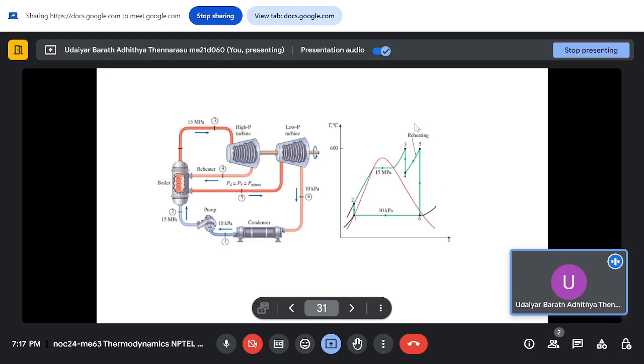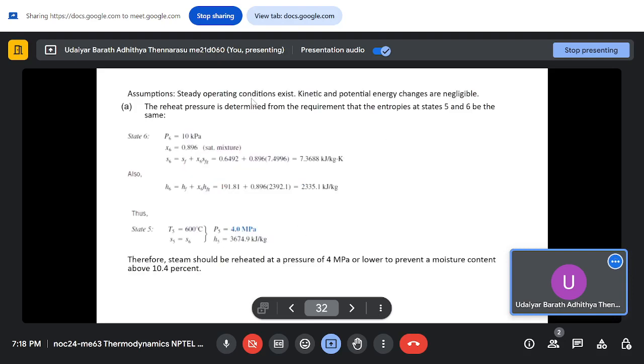using a reheating. So this is how a reheating looks. With 3 to 4 you expand in a high pressure turbine, and from there you heat it again and send it back to a turbine and expand fully. So that's the only change here.